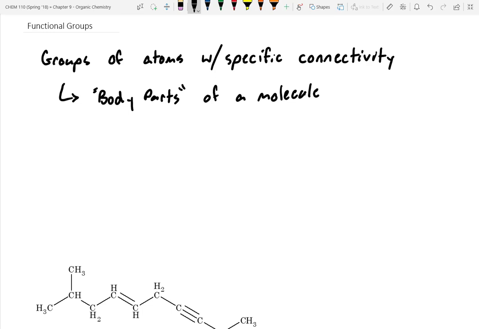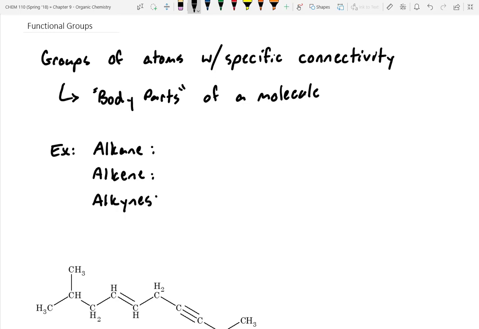Just like with a human being, you've got hands, feet, arms, legs, things like that. We use the same terminology with organic compounds to describe the different pieces coming off of them. We've already seen a few of these functional groups. So we saw alkanes. And we saw alkenes. And we saw alkynes.